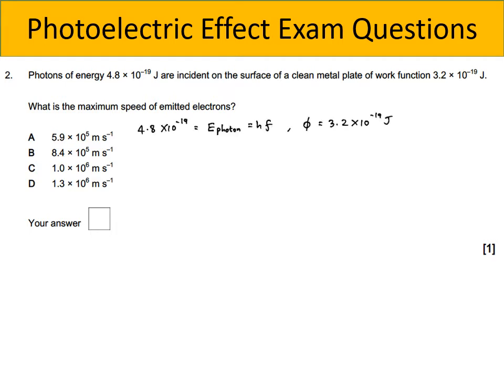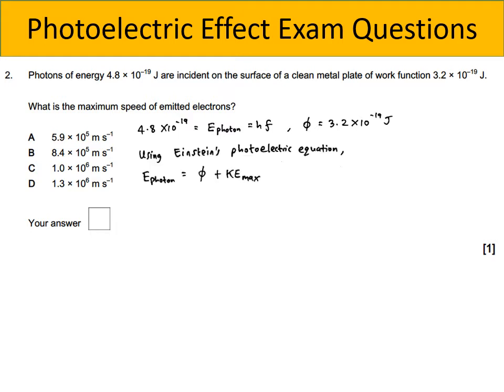The values that we're given are 4.8 times 10 to the power minus 19 joules, which is equal to the energy of the photon, which is also equal to hf. The work function is 3.2 times 10 to the power minus 19 joules. And again, the good thing is that both of these quantities are given in joules, so there are no conversions that need to be done.